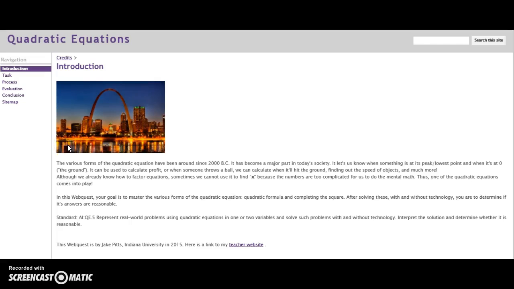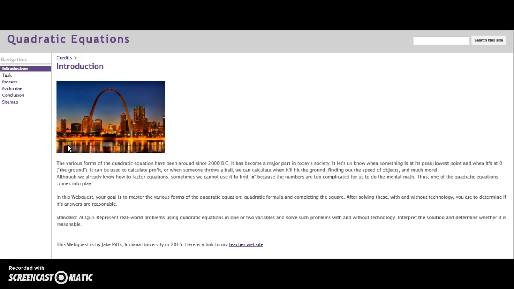Hello, this is my web quest for quadratic equations. To start off, a web quest is essentially something a teacher can create beforehand to have students use a computer, iPad, something with internet access, and the students can basically do instruction one-on-one without doing everything as a class.